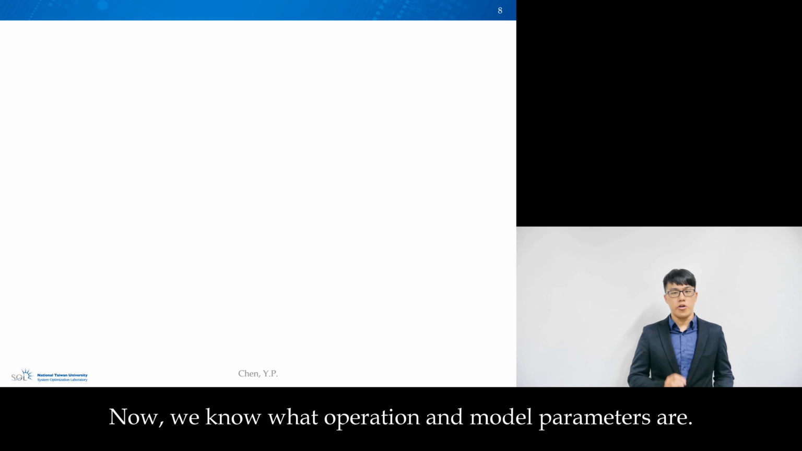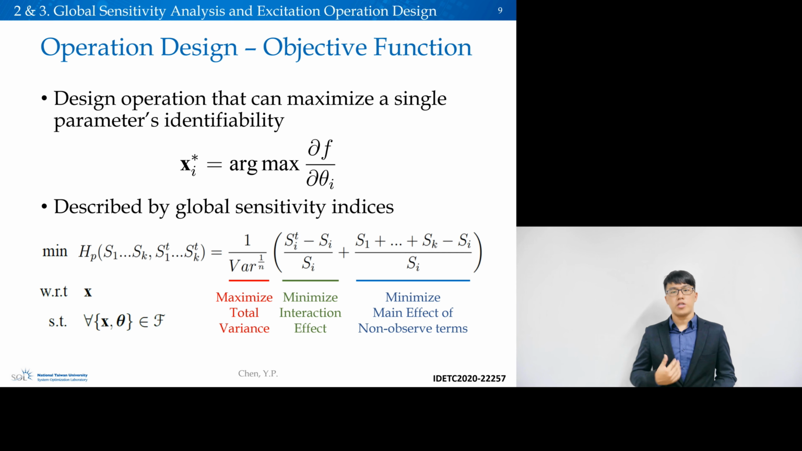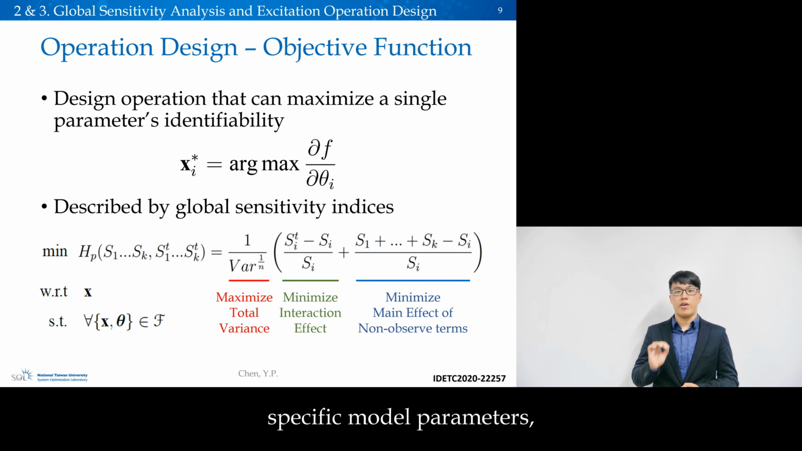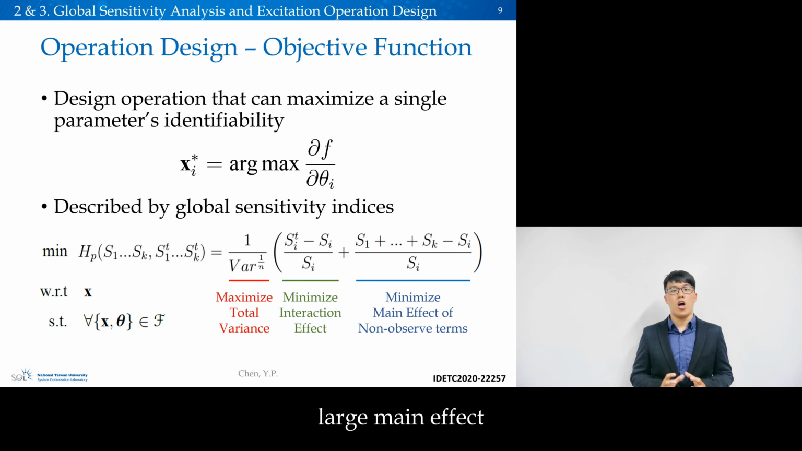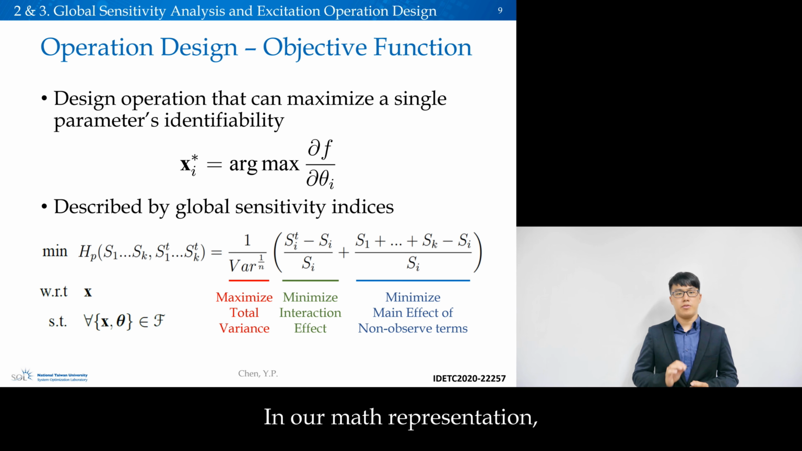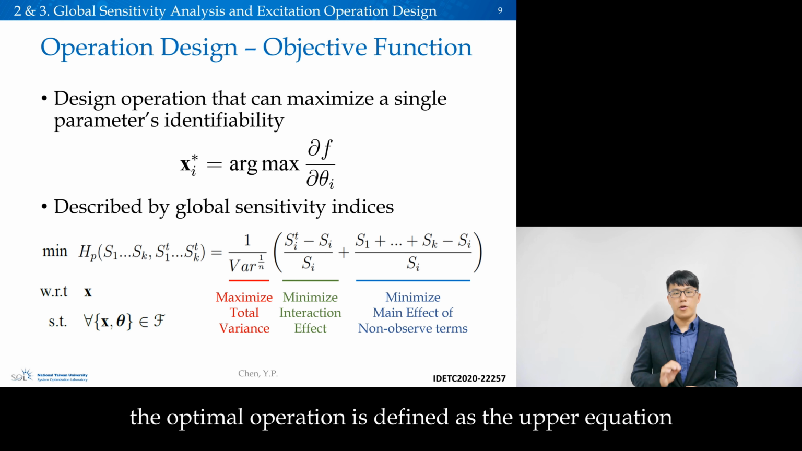Now we know what operation and model parameters are. Back to our goal in this research, we want to design operations that can excite specific model parameters, which not only have large main effect, but also small interaction effect. In our math representation, the optimal operation is defined as the upper equation.